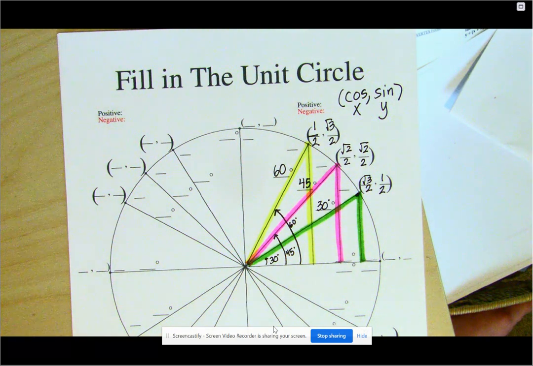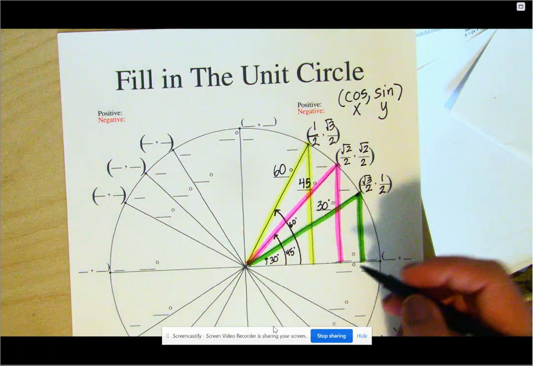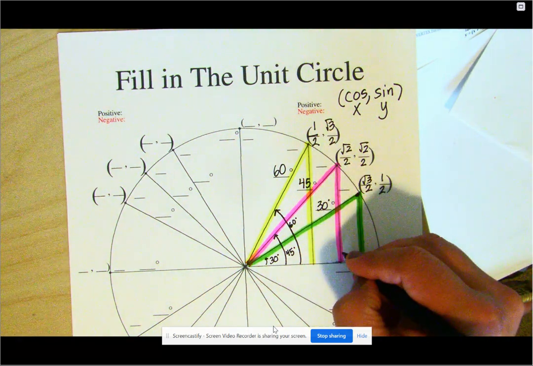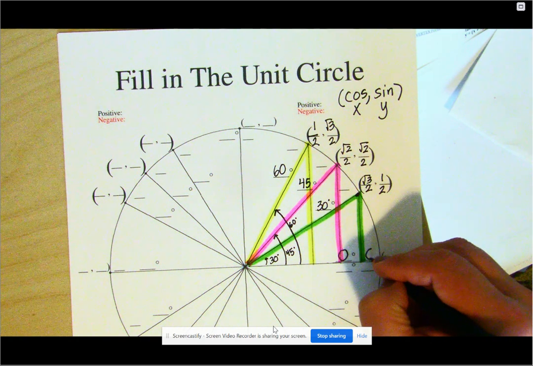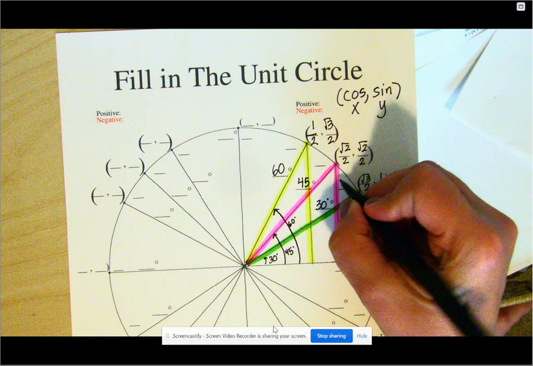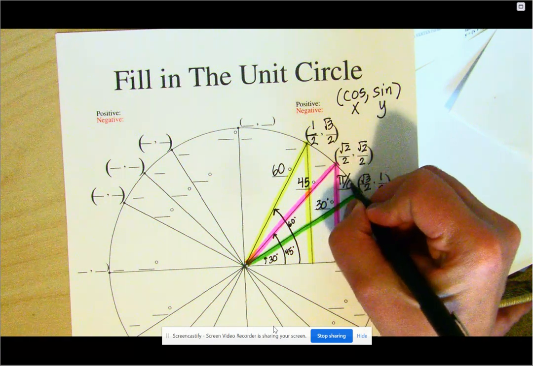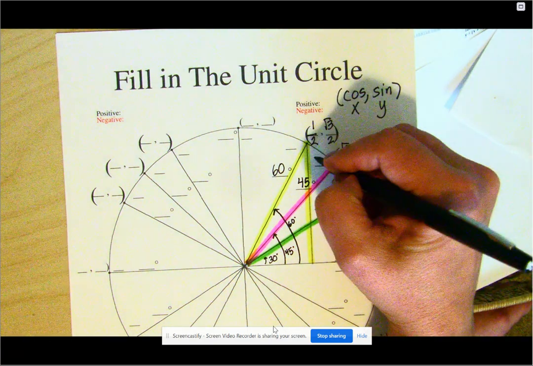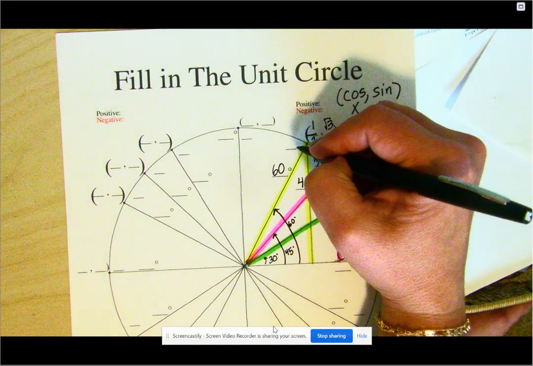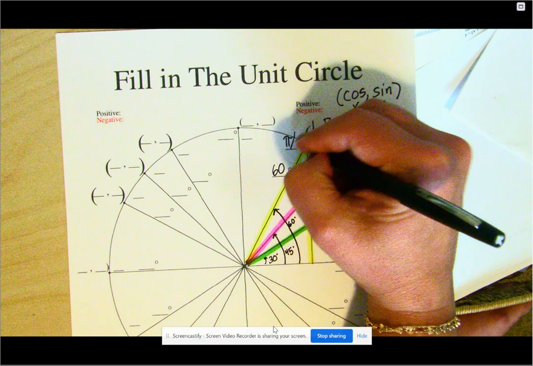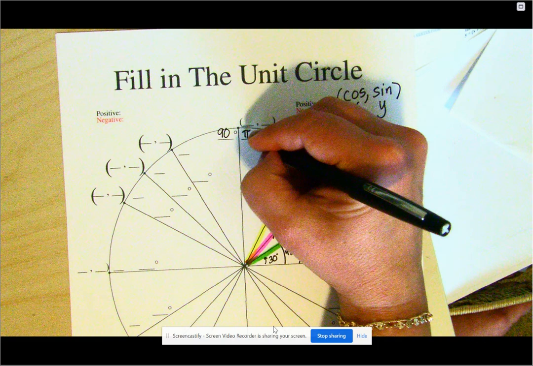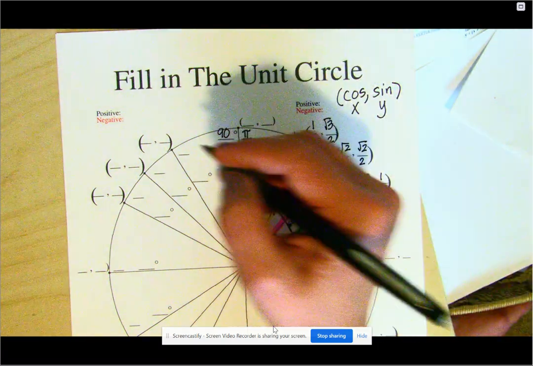On this template, if you choose to use this template, there's a spot for the degrees, and then right next to it is the radians. So if we're going around the circle, this is 0 degrees or 0 radians. We already have the 30 there. The 30s go by 1/6, so that's pi over 6. 45 degrees is pi over 4 radians. 60 degrees is pi over 3. And we've got 90, which is pi over 2 radians.